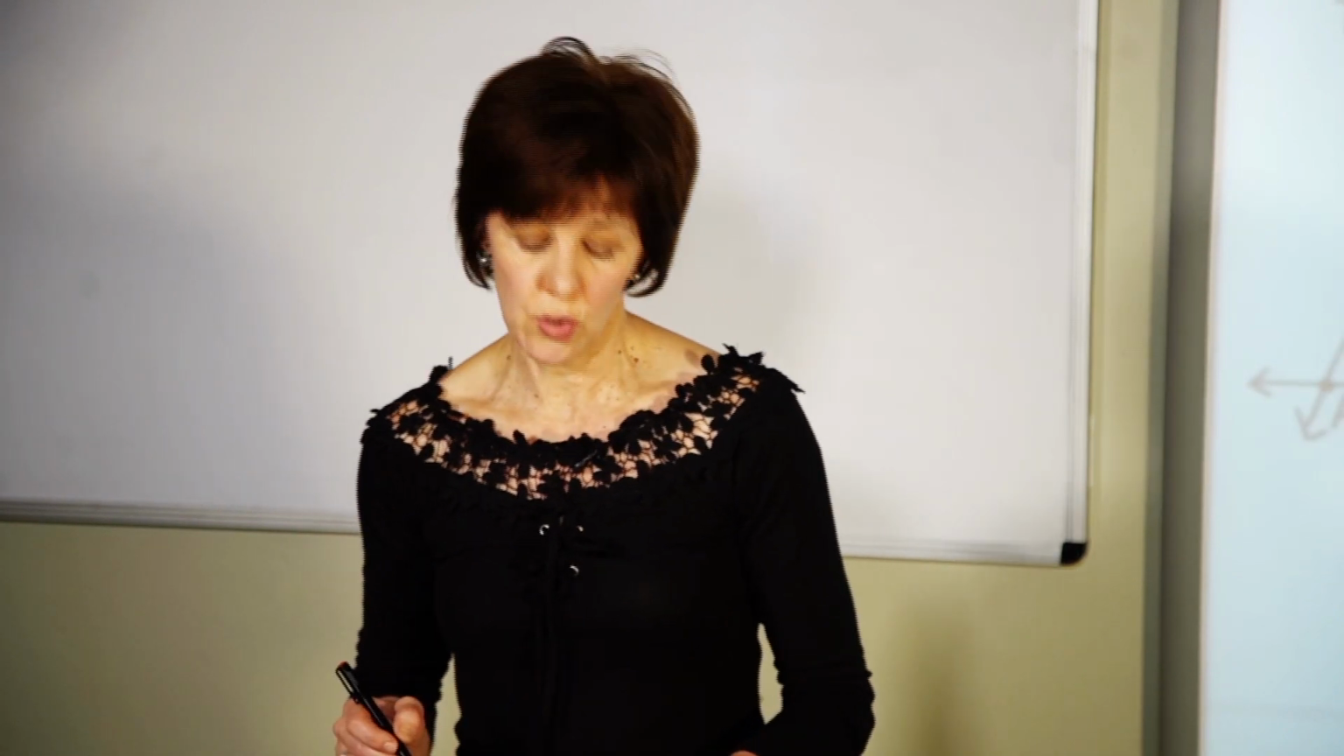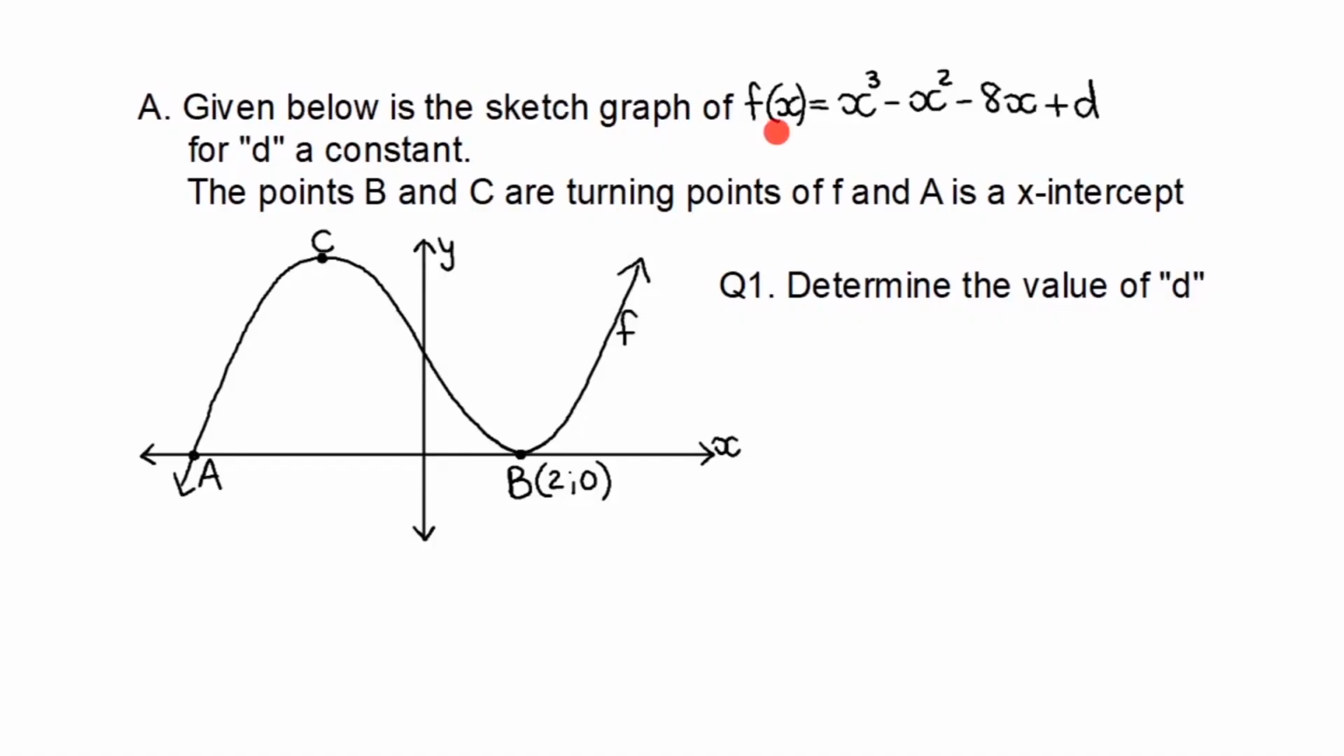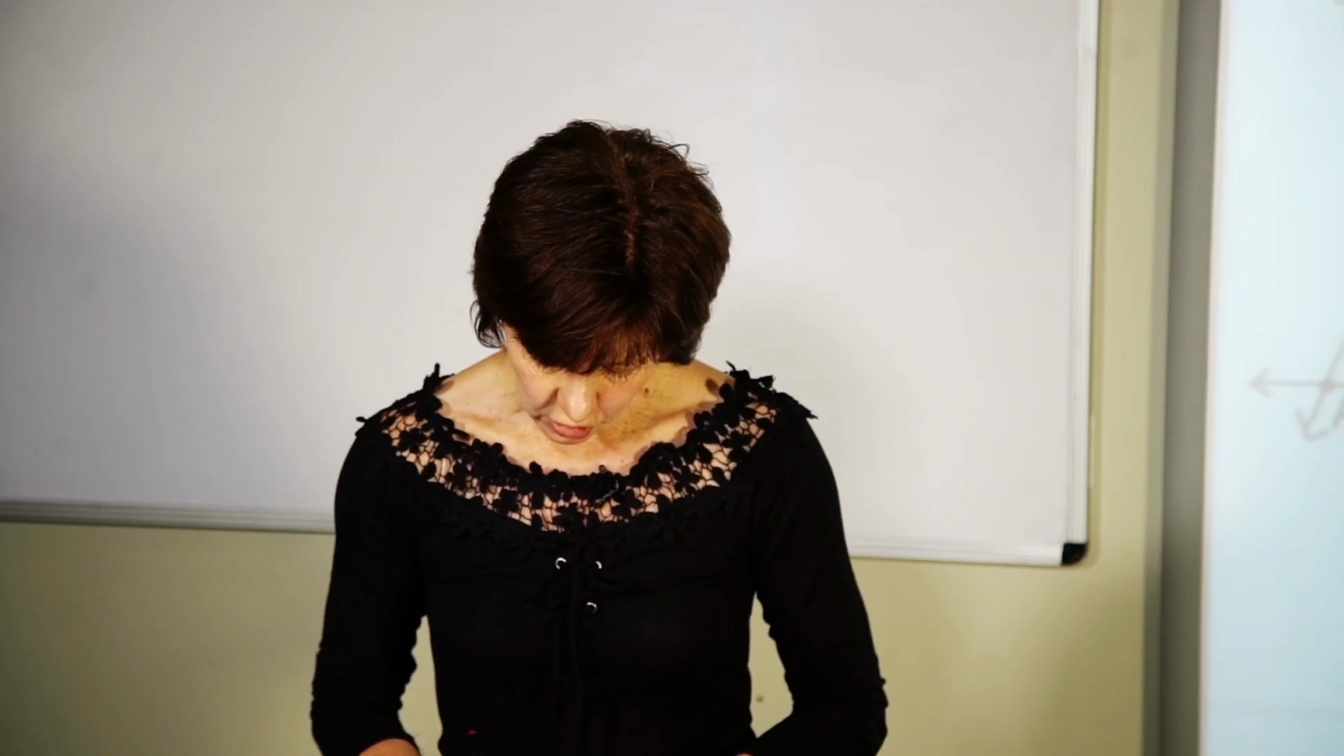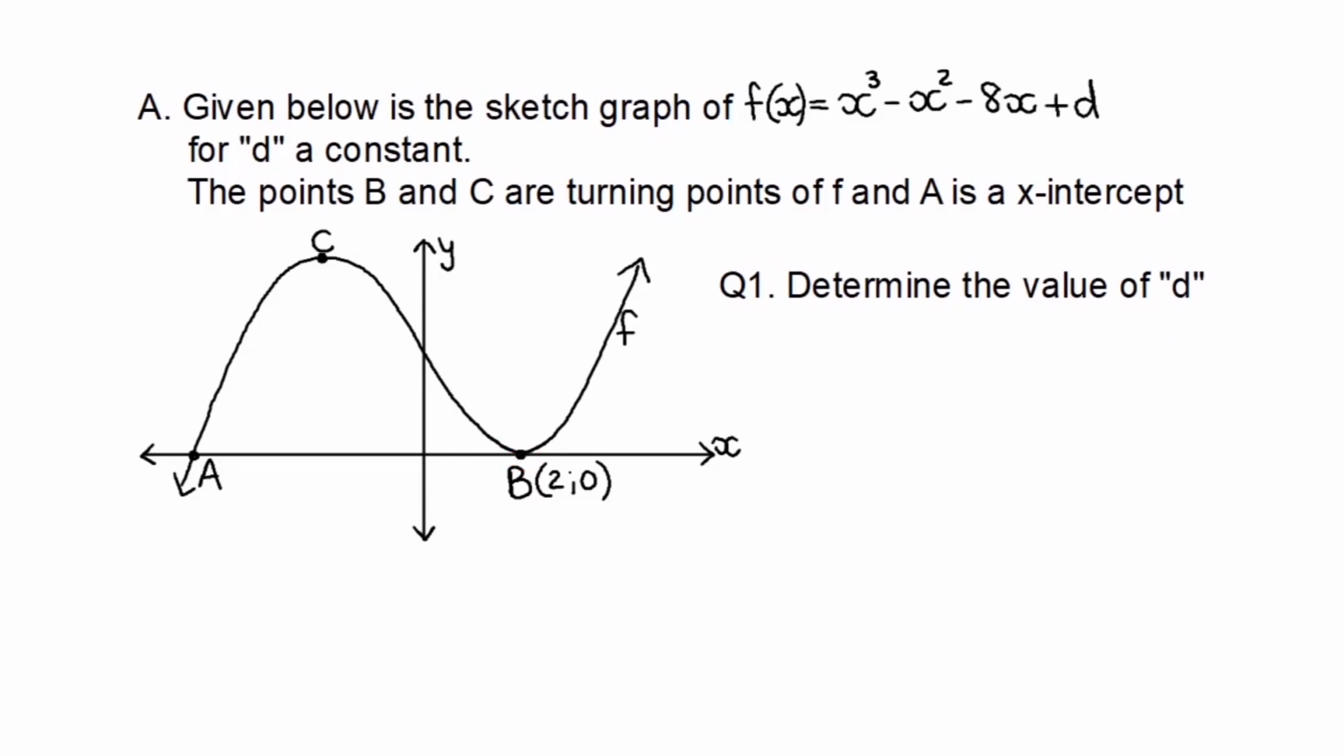Let's look at a first example. In this example, given below is this sketch, and they give me f of x equal to x cubed minus x squared minus 8x plus d. They say d is a constant, and the question is, determine this value of d. They also mention that B and C are the turning points, as I can see on the sketch, and point A is an x-intercept.